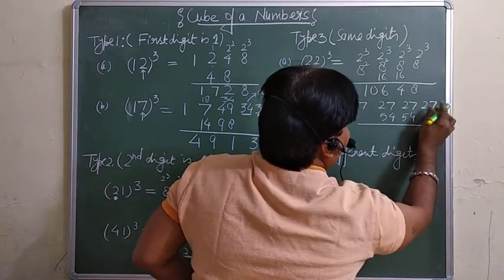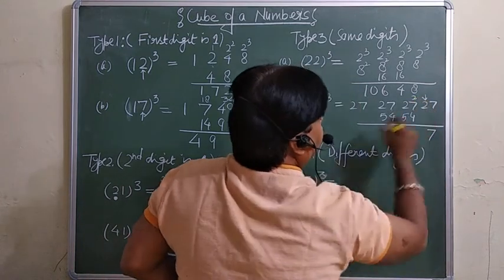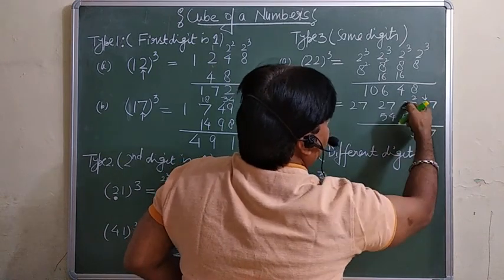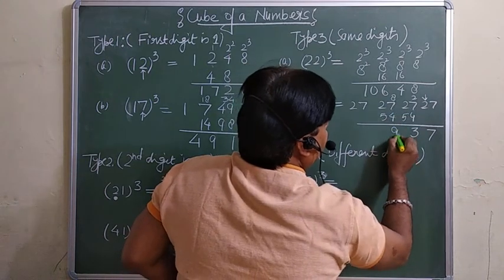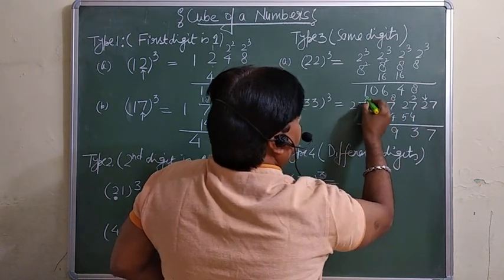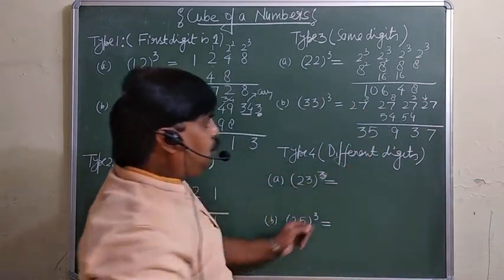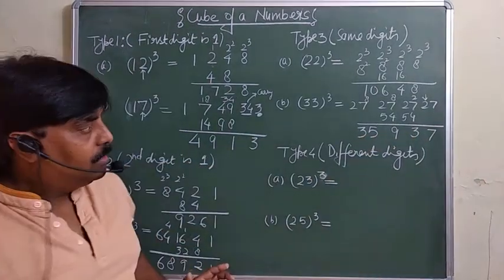Add 27. So one digit will come, this 2 is a carry, 2 we must add here. 7, 8, 9, 10, 13, carry 1. 7, 8, 8 will be the carries here, 15, 9. So this is 7, 8, 8 is carry here, 8 and 7, 5, 3, 35. So 3, 5, 9, 3, 7 is the cube of this number.